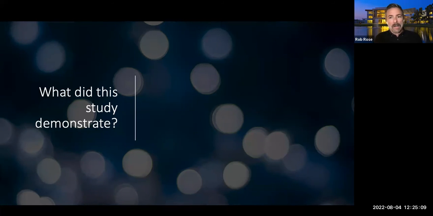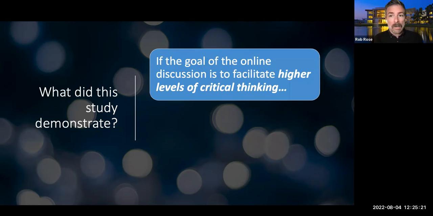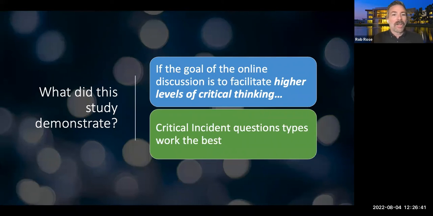What is the point? Part of what we learned from this study is that it matters what your goals are when you choose a particular prompt type or prompt style to use in your discussion. For example, if the goal of your online discussion is to facilitate higher levels of critical thinking, on the next slide it identifies which of the prompts on that list is the best one at that. So what this study suggests is that if your goal is to facilitate higher levels of critical thinking, the critical incident question types work the best.